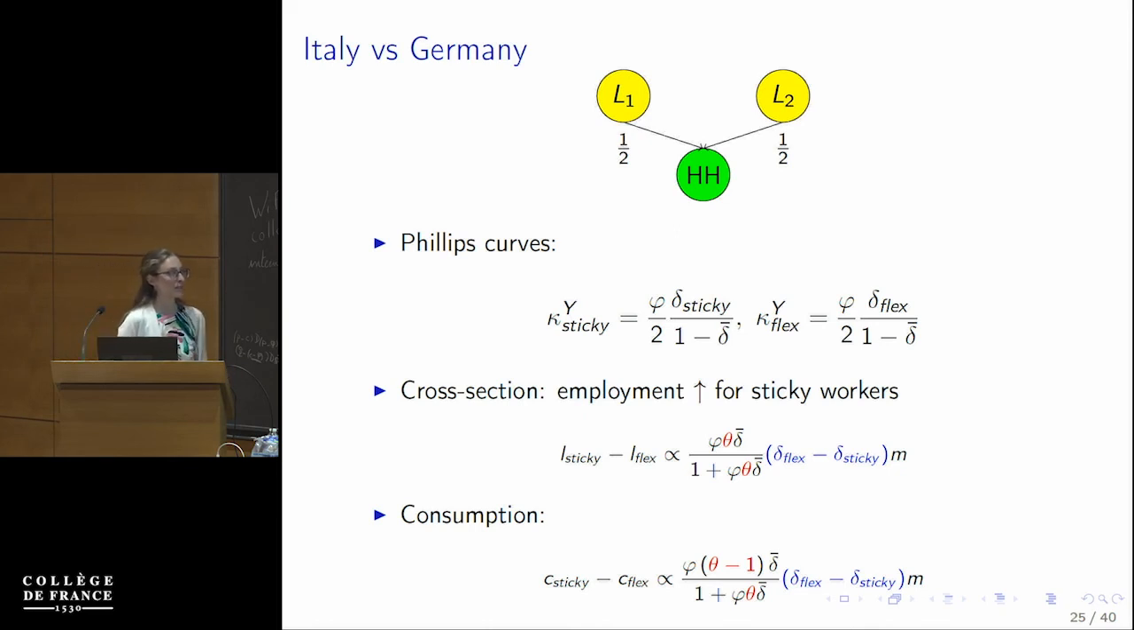Interestingly, employment is not a sufficient statistic for consumption. Of course, income depends on the product of employment and wages. So the comparative static for consumption is not that clean, but relative consumption will increase for the sticky workers only if the two are substitutes. If the two are complements, actually the flex worker is going to benefit in terms of consumption. So this tells us also that the welfare implications are not obvious. All right.